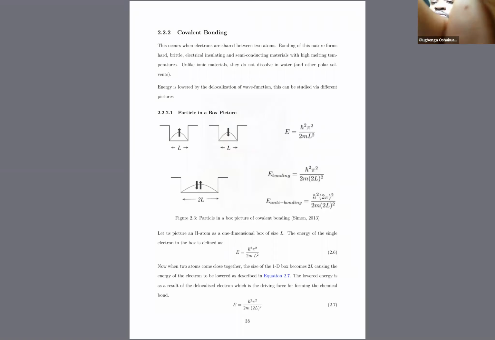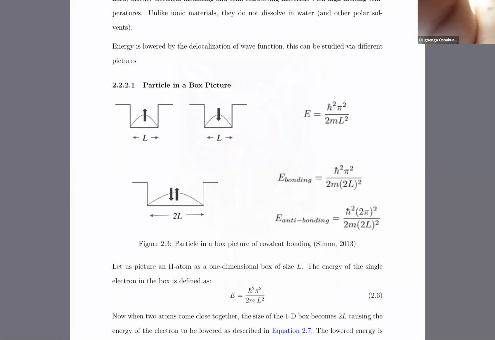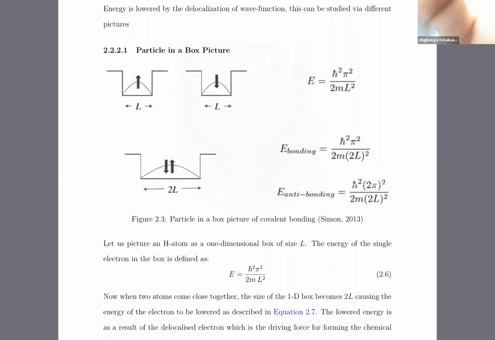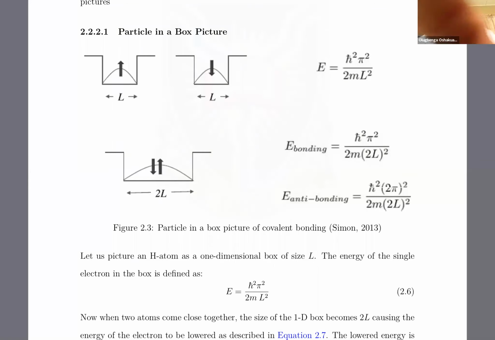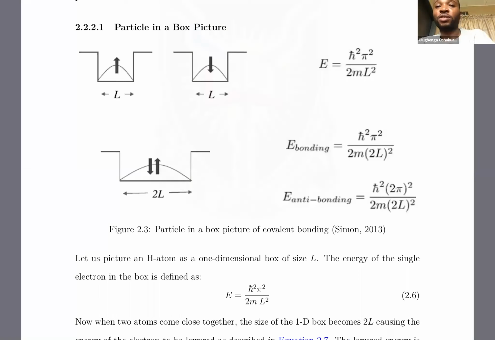There are two ways with which we can easily explain covalent bonding, one of which is the particle in a box picture. The particle in a box picture is shown in this figure. This is a box. This is another box, but we are just trying to view it as a box. This is an atom. This is another atom. So we are trying to view an atom like a box.